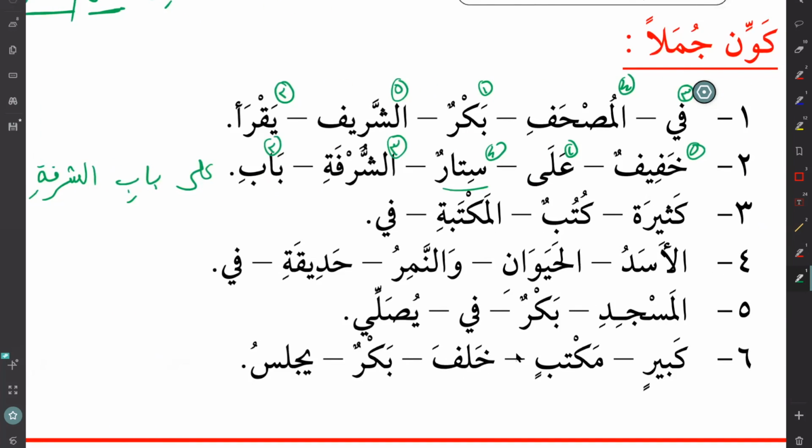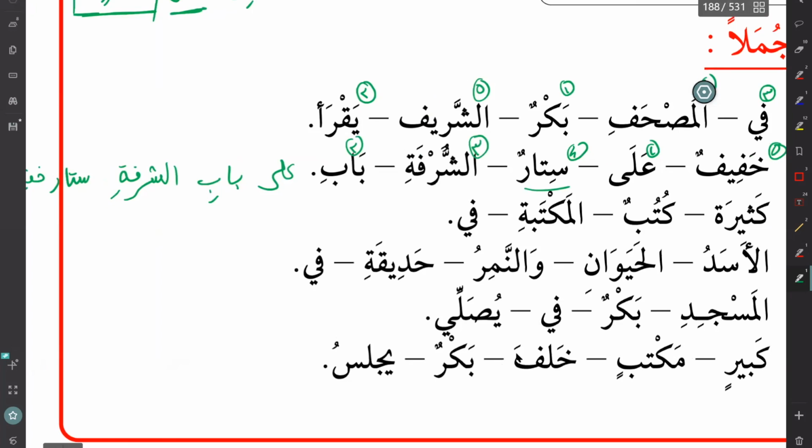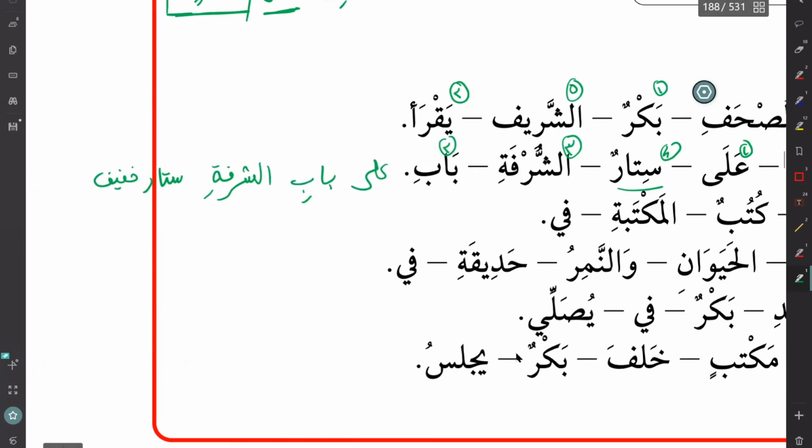So what it's saying is that on the door of the balcony, or on the balcony door, there is a light curtain. Khafif can be in terms of heavy and light, or it can also be something that is a dark color versus a light color. Both of them can be understood.